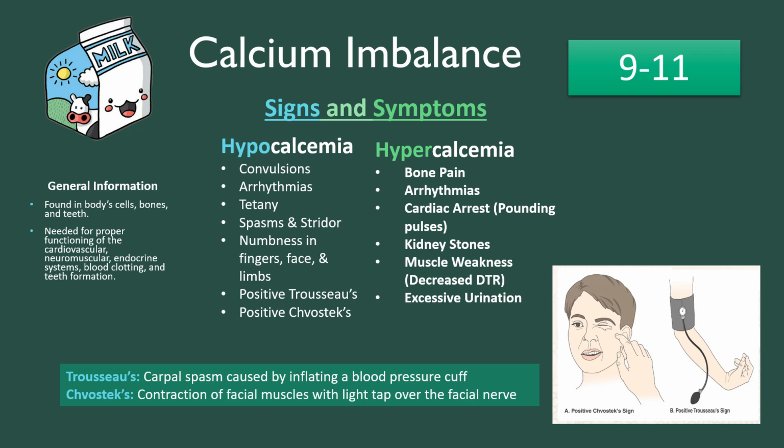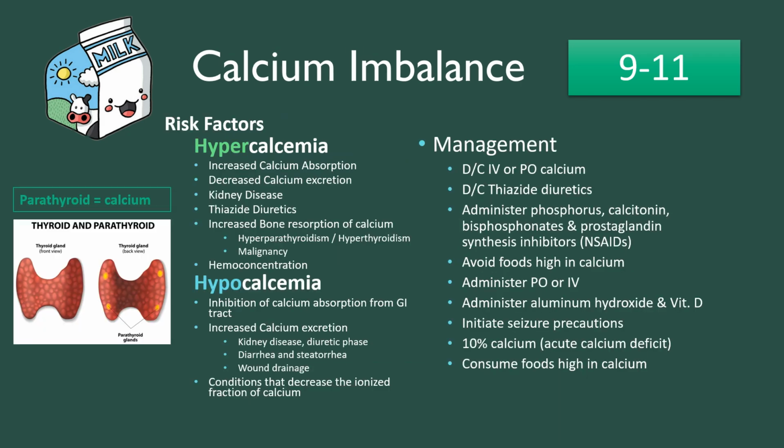Once again, this is that kind of breakdown of everything we just talked about. As you can see, hypercalcemia can cause cardiac arrest, muscle weakness, as opposed to the opposite side that's going to have muscle spasms, things like stridor with respiratory. And stridor is one of those very deadly signs. If you see stridor, that's an alert that something wrong is happening. This is a continuation. I have the parathyroid equals calcium, because that's the one that's going to help increase the level of calcium in the blood.